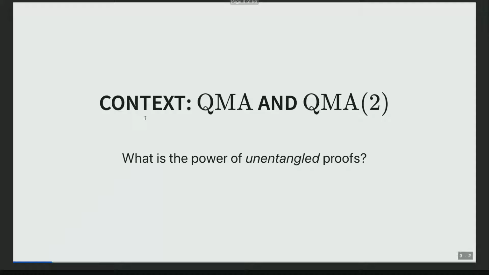So the context here is really about QMA and QMA2. And the question here revolves around the power of unentangled proofs. So if QMA is our quantum version of NP, QMA2 is this fundamentally quantum thing where the proofs have a special form.